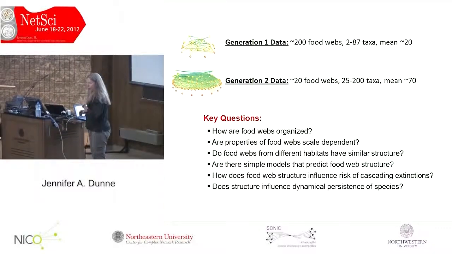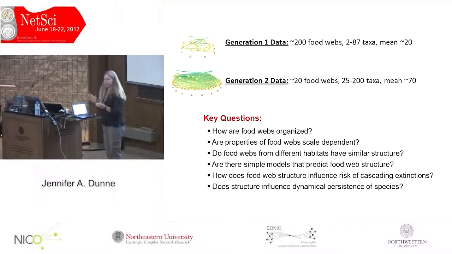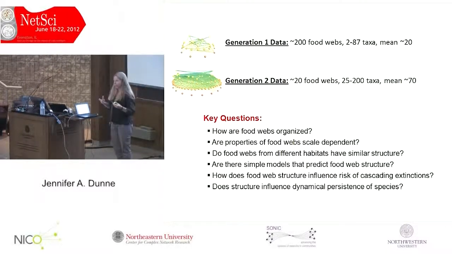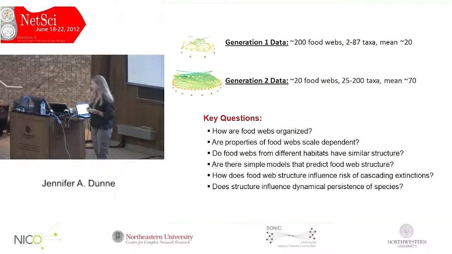But on the basis of these data, some of both generation 1 and 2 data, a number of key questions have been asked, things like: how are food webs organized? Are properties of food webs scale dependent? Do food webs from different habitats have similar structure? Are there simple models that predict that structure? How does food web structure influence robustness or the risk of cascading extinctions? And does structure influence the dynamical persistence of species? These are all really important questions that I think we've made a lot of progress on based on these data.